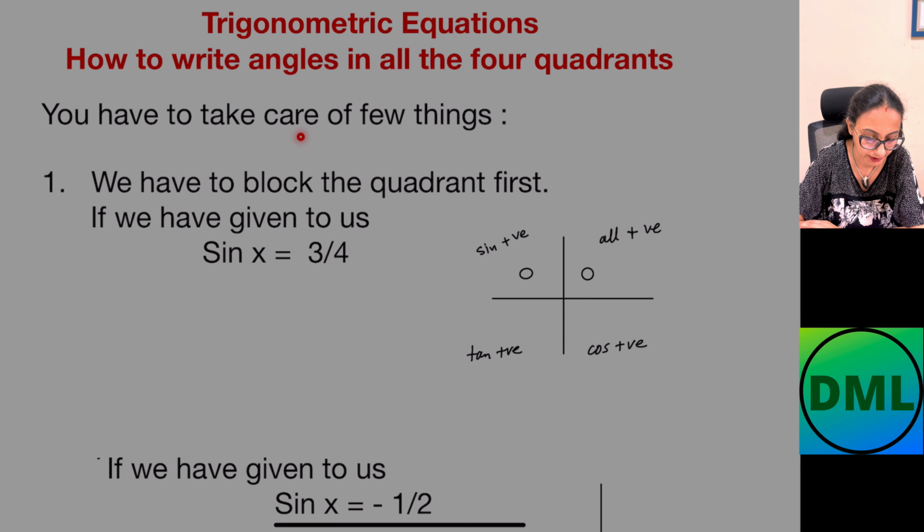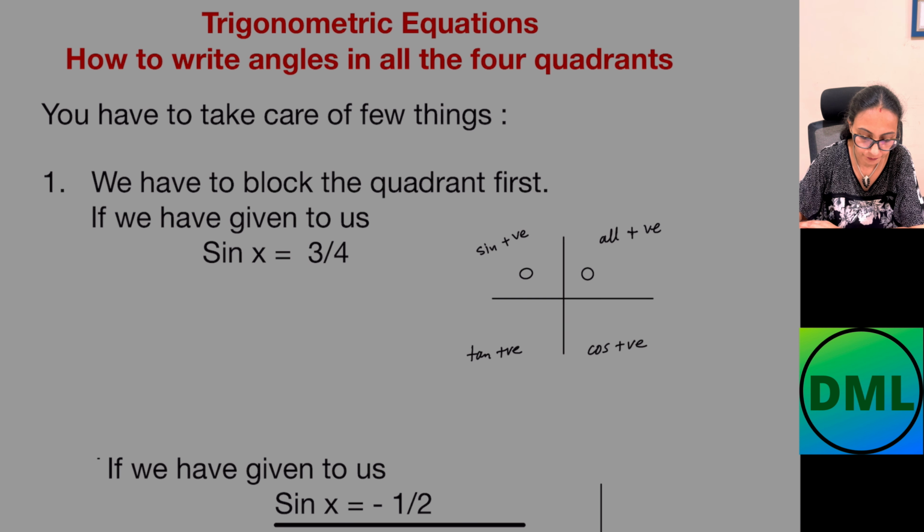First thing we have to take care of is we have to block the quadrant first. If we are given an equation like sin x is equal to 3 by 4, we need to block the quadrant first: in which two quadrants do I have to give my answer? As you can see, there is a positive sign here. We have to look at in which quadrants sin x is positive.